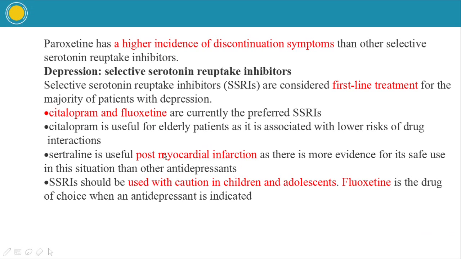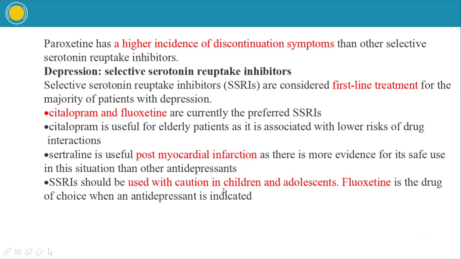Okay, for children and adolescents, very young, small children and adolescents, we have to be really cautious if we really want to consider using SSRIs in these patients. If really antidepressants are indicated, we normally choose fluoxetine. Why? Because they have less drug interactions, they are safer. Fluoxetine and citalopram are preferred SSRIs. We've got to know these things. Okay, for children and adolescents, fluoxetine will be the drug of choice, DOC, drug of choice, if indicated.